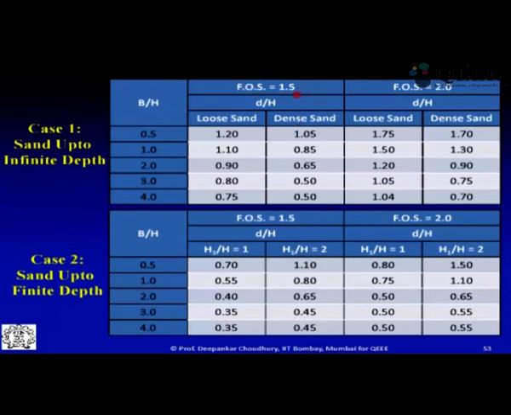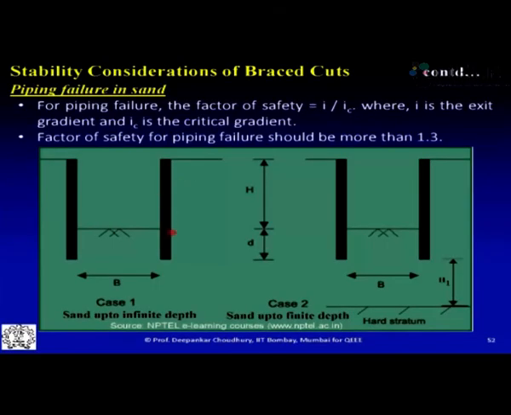That is for factor of safety of 1.5, factor of safety of 2, how much D by H depth is required for a given dimension of your excavated cut of width B and height H. In case of loose sand and in case of dense sand, what are the values of D by H needed to be provided for stability? So you get these values of embedment depth of diaphragm wall for this braced excavation.